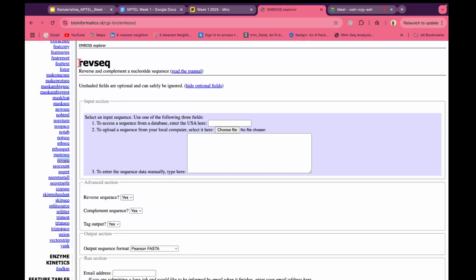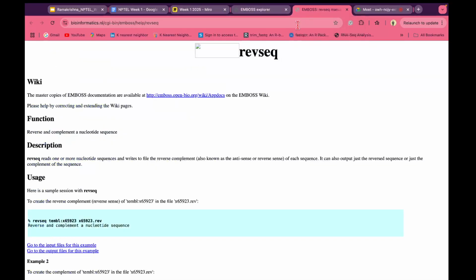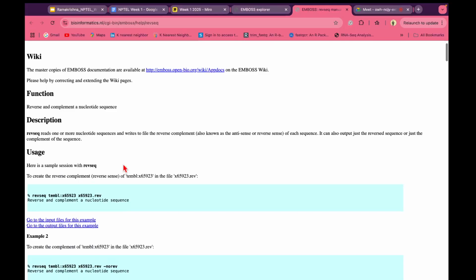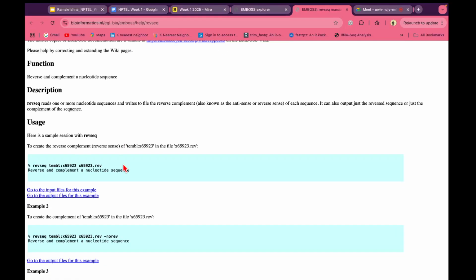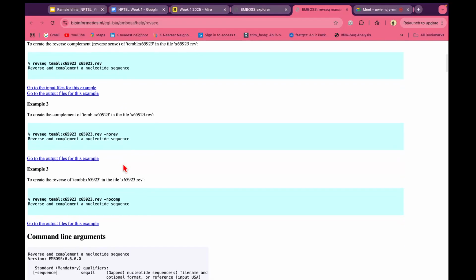Under the title you can see a brief description: reverse and complement of a nucleotide sequence. For further information, one can also access the manual of this. It gives what input you have to give and what the different flags are.